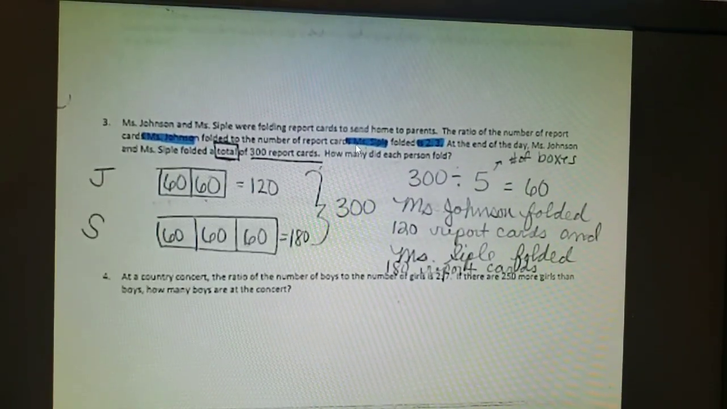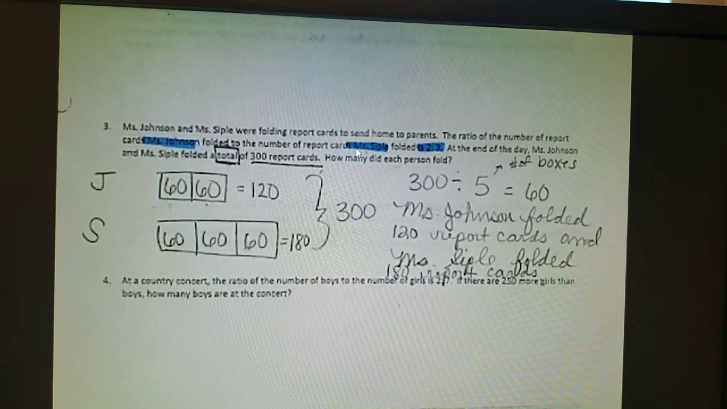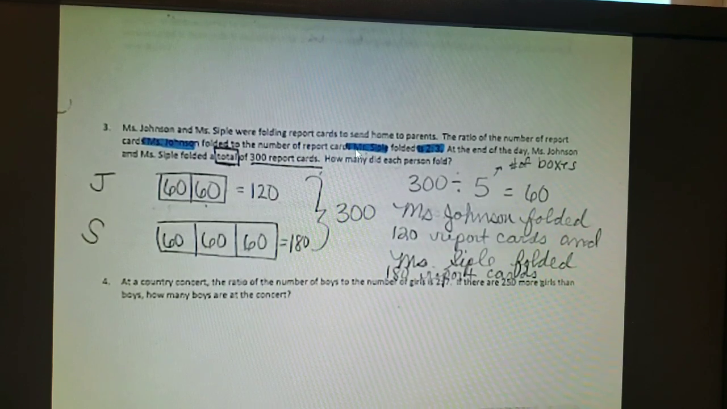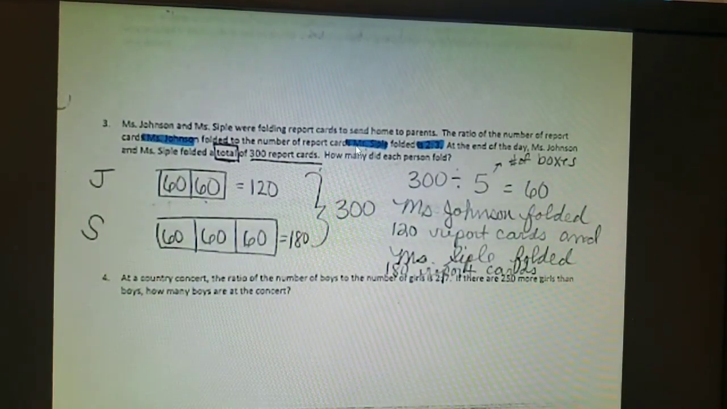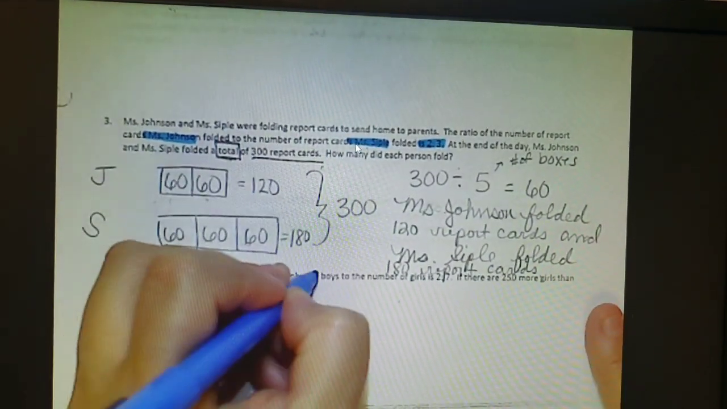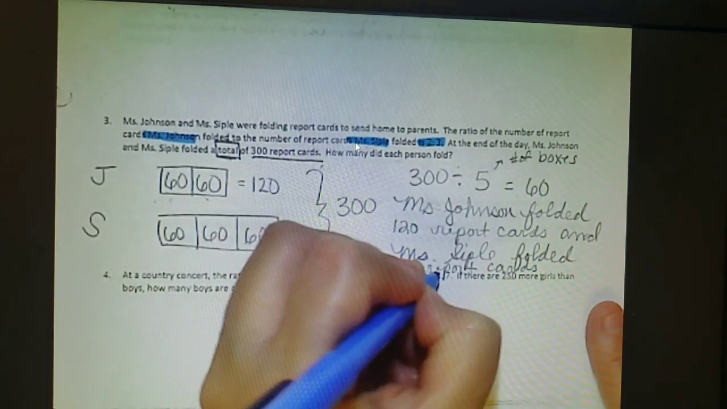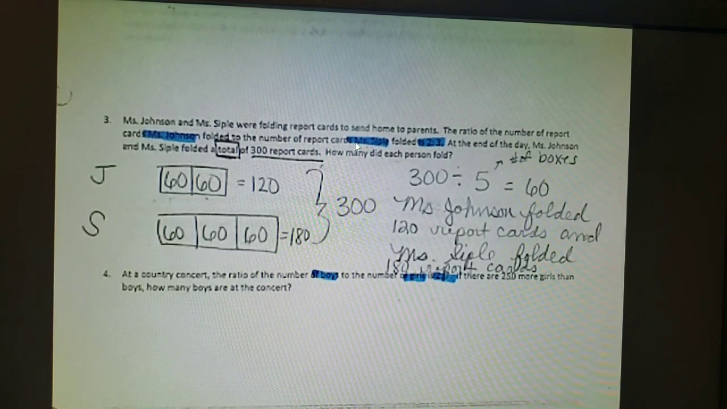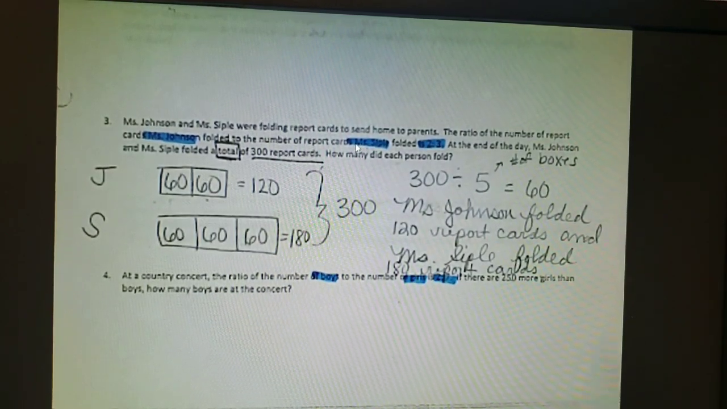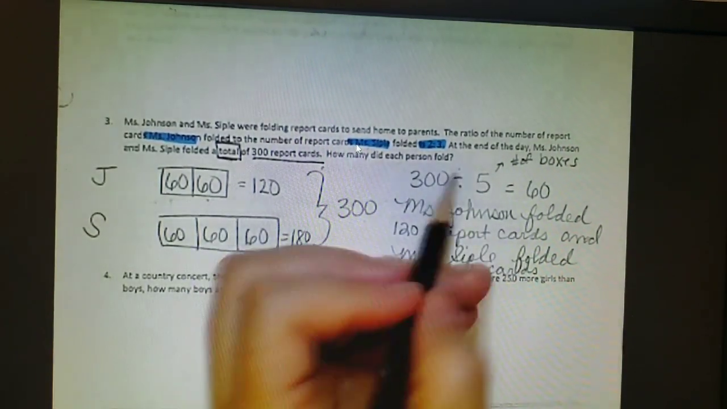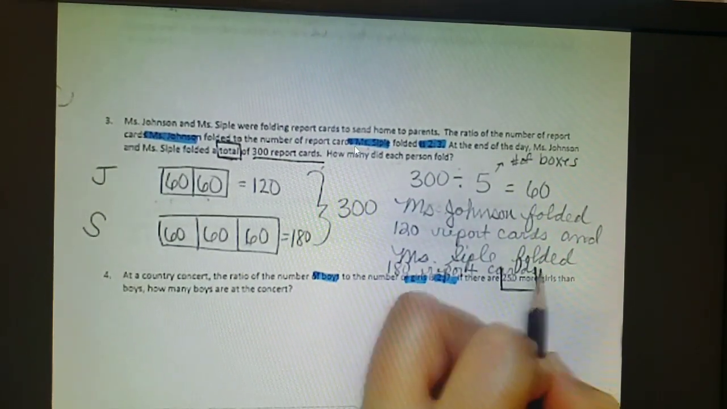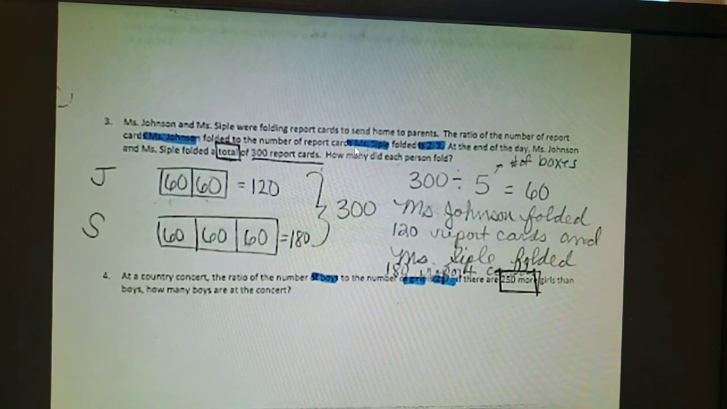Okay, number 4 says at a country concert, the ratio of the number of boys to the number of girls is 2 to 7. So again, find the ratio statement. What's the order? It's boys to girls, and the ratio is 2 to 7. If there are 250 more girls than boys, how many are at the concert? So in this one, we have 250 more. That word more is important. That tells us how we're doing it differently.